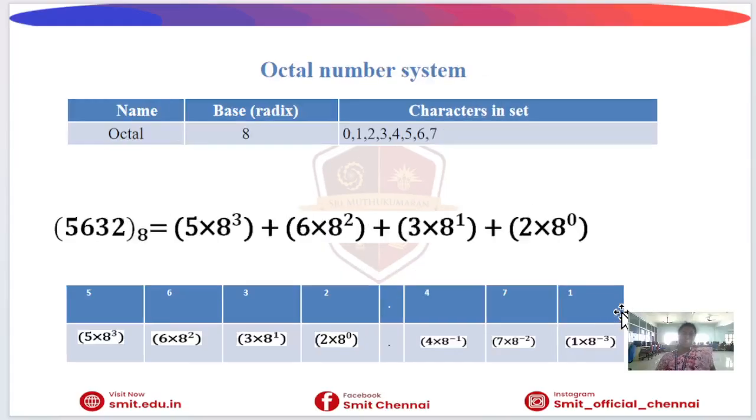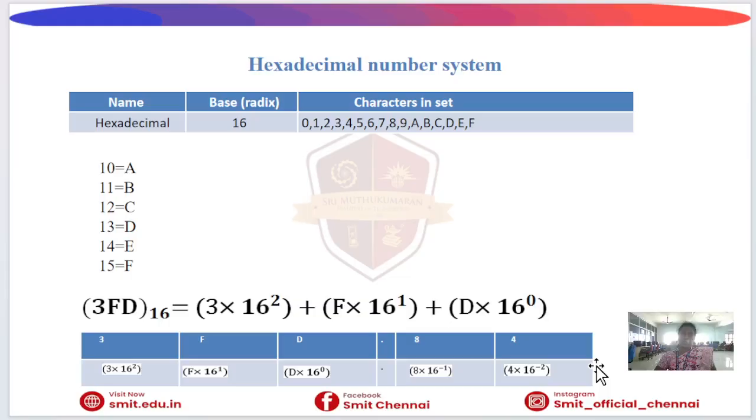Octal is also the same, with base 8: ones, eights, 64s, 512s in terms of 8. So 5 into 8 power 3 plus 6 into 8 power 2 plus 3 into 8 power 1 and 2 into 8 power 0. After the decimal point it is 8 power minus 1, 8 power minus 2, and so on. The hexadecimal is also the same, with base 16, using 0 to F. For 3FD, D into 16 power 0, F into 16 power 1, and 3 into 16 power 2. After the decimal point, 16 power minus 1 and 16 power minus 2.